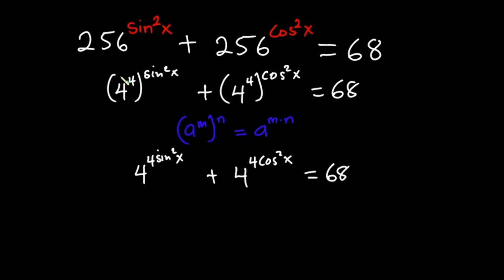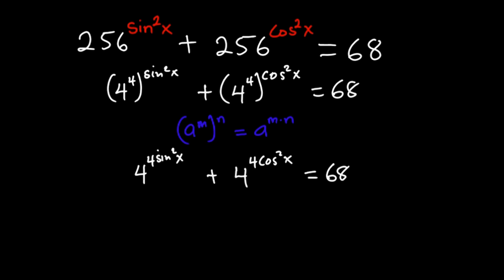Now let's pay attention to the exponent. We have 4 sine squared x, and then this part we have 4 cos squared x. Now you realize that they are not the same, so solving for x becomes a little bit difficult. But as soon as we make them the same, if we have sine squared, the solution will be pretty much simpler. So how can we make them the same?